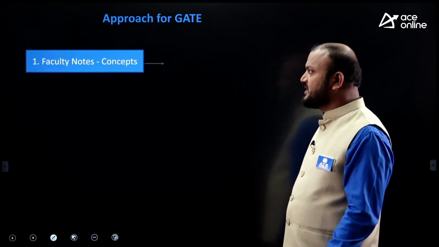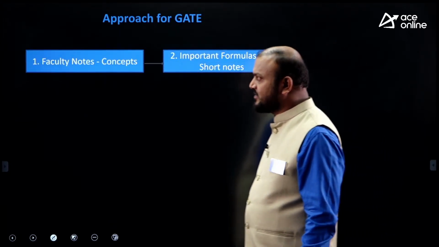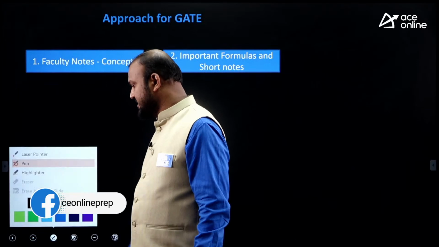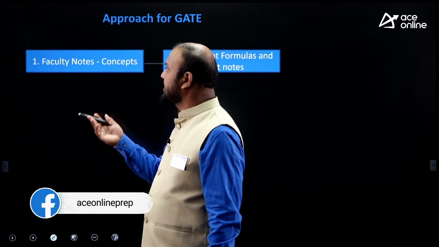And what is the approach for GATE? I suggest you start with faculty notes, especially when I'm talking about Compiler Design.